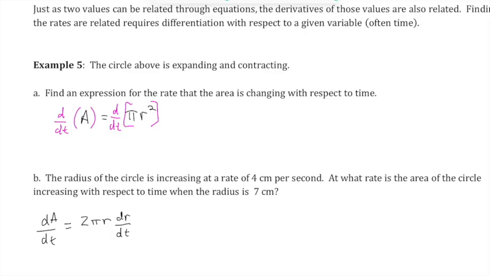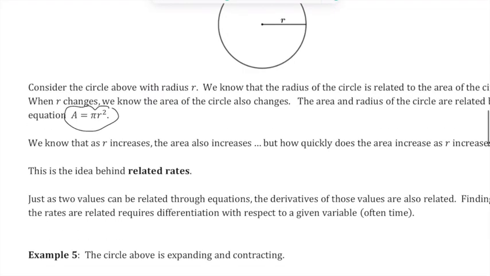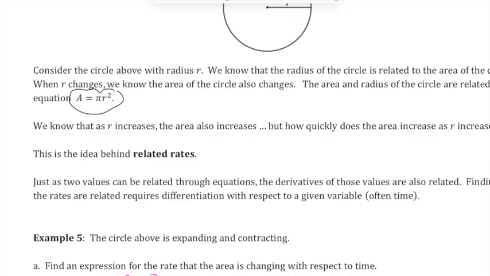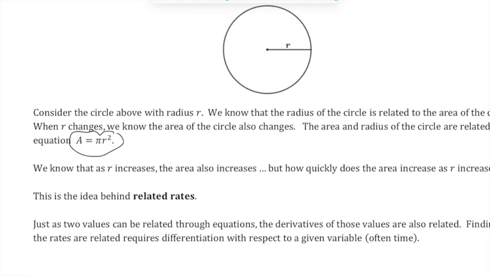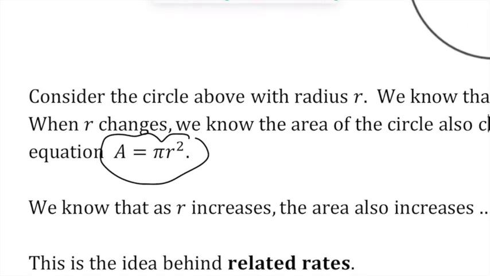Question 5. The circle above is expanding and contracting. Okay, so it says find an expression for the rate that the area is changing with respect to time. So whenever you see find an expression and it's about rate with time, you're going to take the derivative with respect to time. And just in case you don't know, there is the area of a circle again.